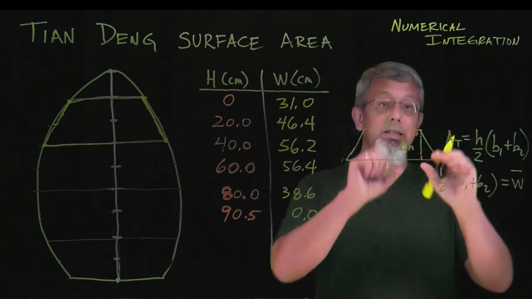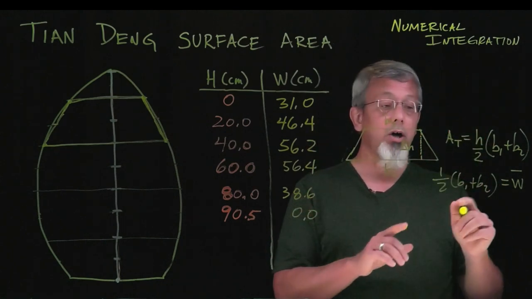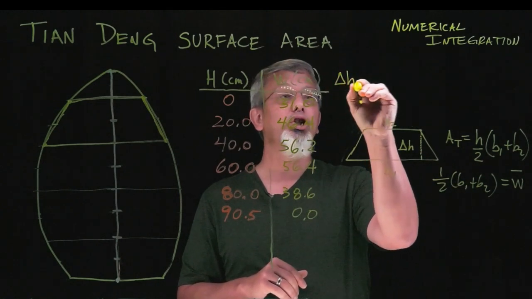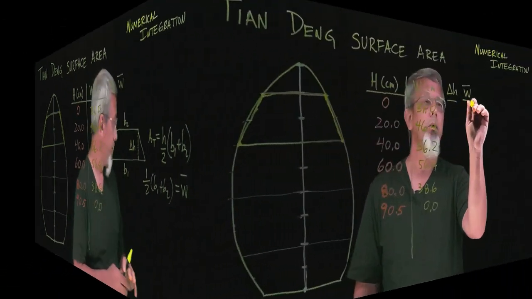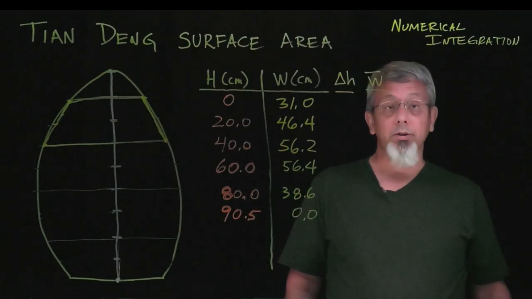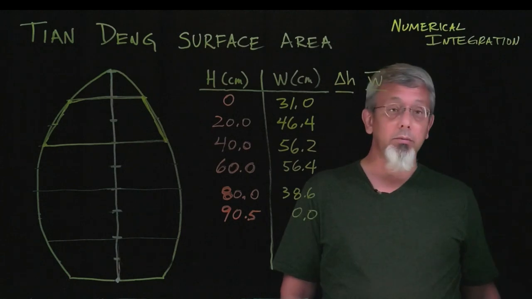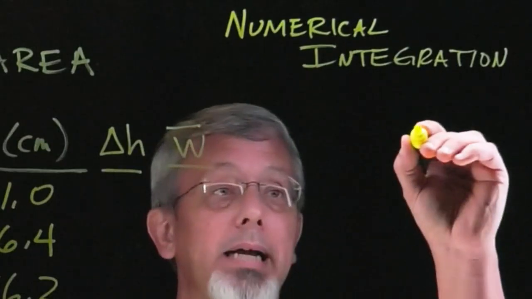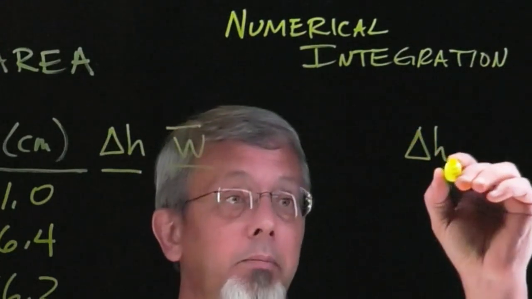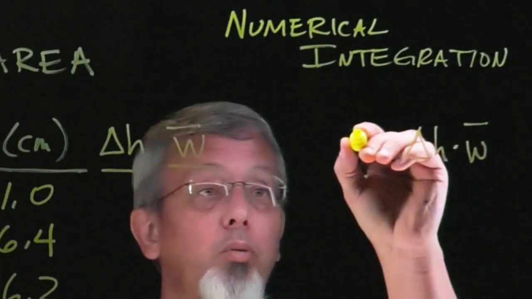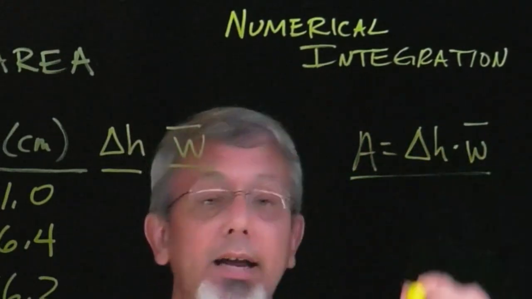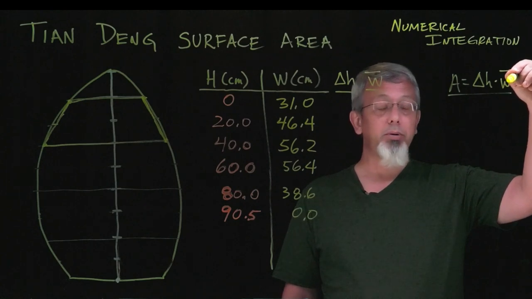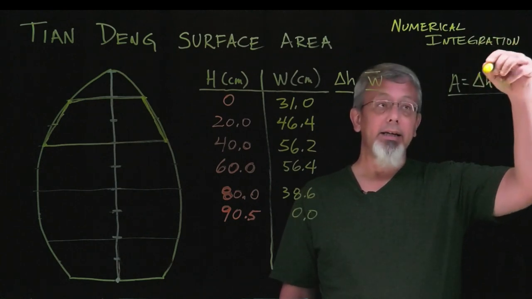So I'm going to erase this picture here, and then we'll get back and put in the columns. I'm looking for our delta H and then our W bar. Okay, so now I'm ready to put together my two columns because I'll multiply them together. Remember, my delta H times my W bar is what my area is going to be. So that's the final thing I'm looking for: there's the 1/2 base 1 plus base 2, and there's the height of each trapezoid.